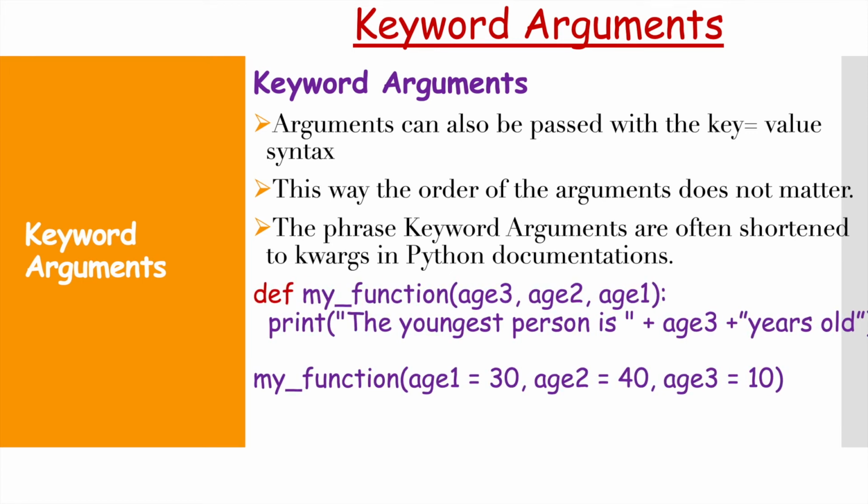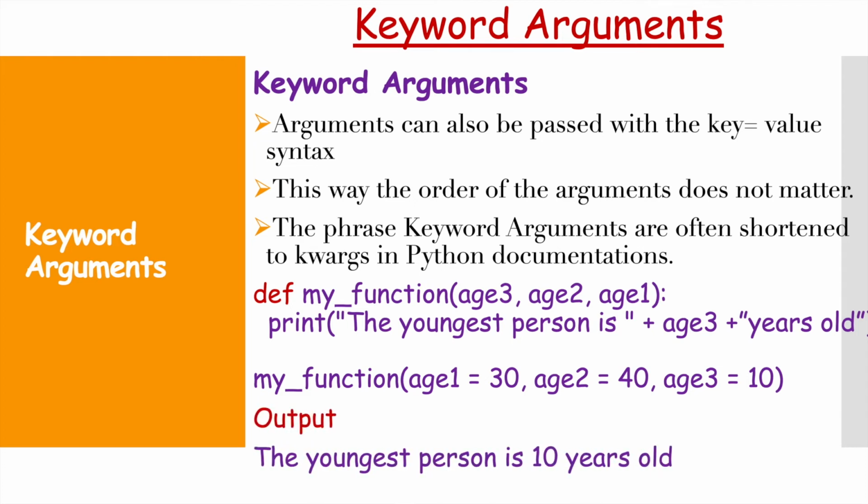So here you have the function my_function and you are passing three values as parameters, that is age3, age2, age1, and then you are printing the statement: the youngest person is the value of age3 years old. Now when you're calling the function, you are passing the values in the form of key equal to value syntax. That is, you are passing the value of age1 as 30, age2 equal to 40, age3 equal to 10. This has one advantage: you don't have to take care of the order of the arguments. So the output you're going to get is the youngest person is 10 years old. That is, the value of age3 is 10.